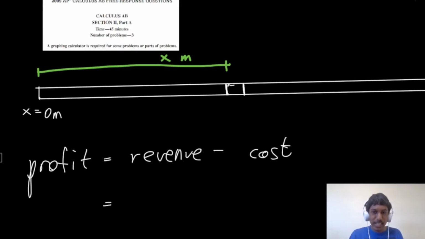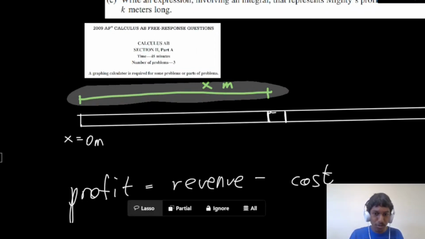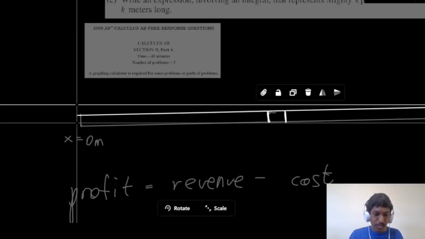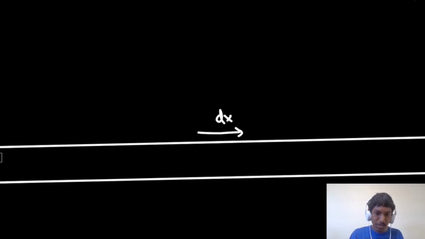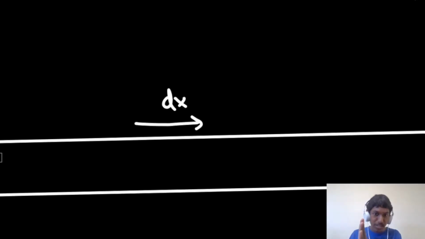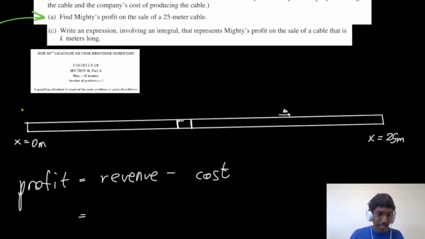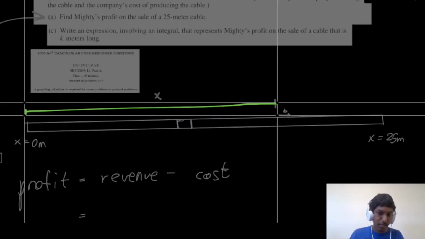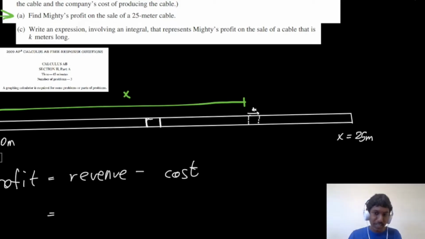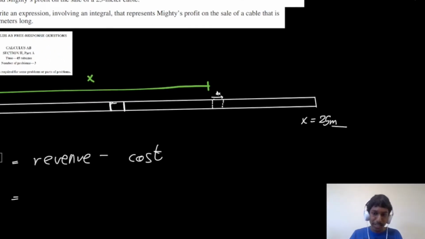To figure this out, we know that each portion has a different cost, and so let's just consider one portion at a time. Let's take a very, very small portion of the cable, a small dx. So we're moving a small dx meters along the cable. And we're going to say that this is our x distance from the beginning of the cable. If we can figure out what the cost to make this small dx of that cable is, then we can add up all the dx's along x equals 0, go all the way to x equals 25.